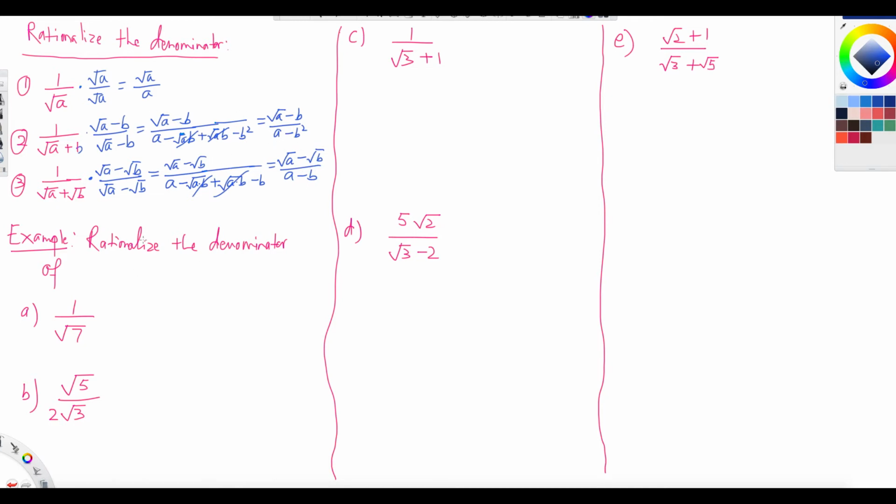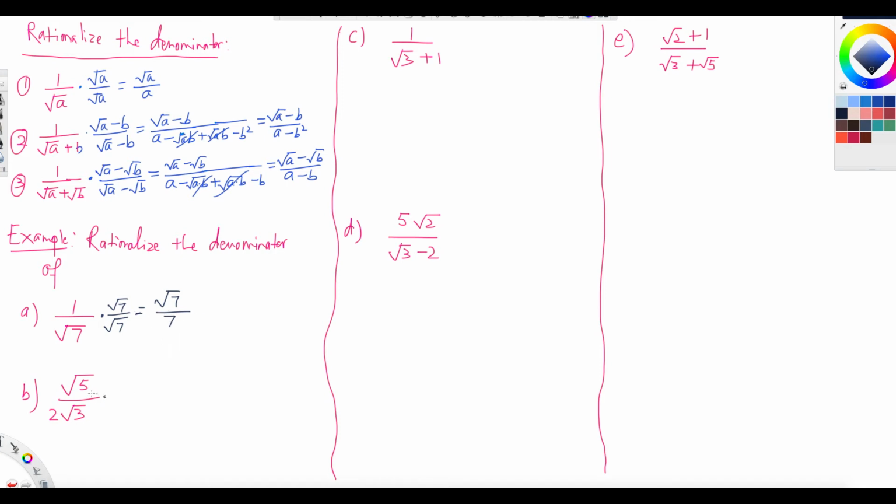Let us see some examples that have numbers instead of a and b. Let us do example a. There is only one term, right? What should I do to get rid of that root? You multiply and divide by the exact same number there, root 7 over root 7. So what do you get? Root 7 times 1 is root 7, divided by root 7 times root 7, which is 7. That's the final answer, because the denominator is free from root.